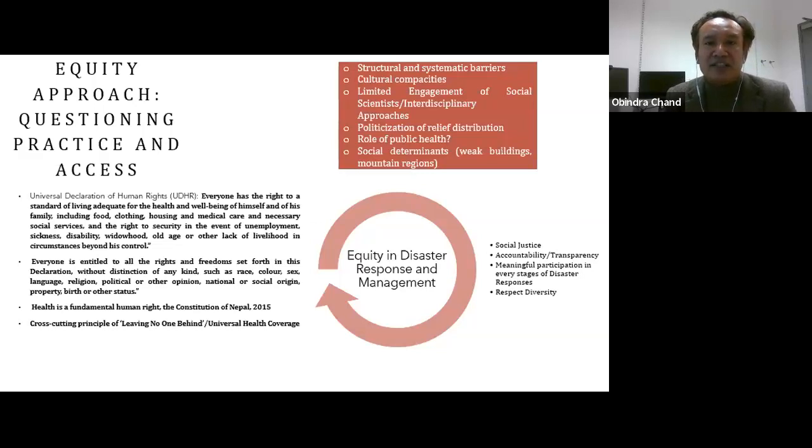The key challenges for that are systemic and geographical barriers, limited engagement of the social scientists and interdisciplinary approach, and politicization of relief distributions, and the role of public health is seen as really limited now. The social determinants are not included. For instance, the weak buildings, mountain regions, and the climatic conditions were not thoroughly considered, so that led to the suffering of hundreds of people, even death.